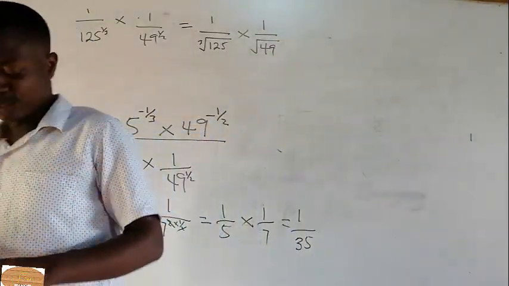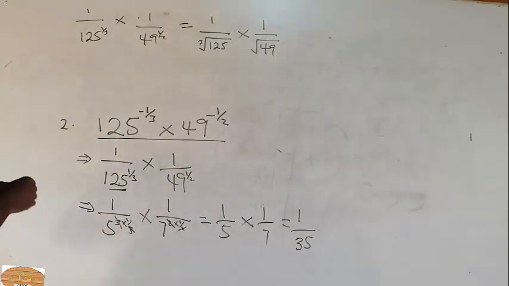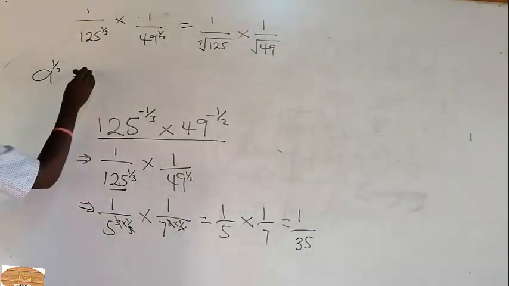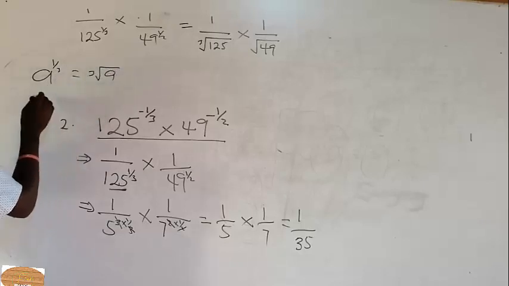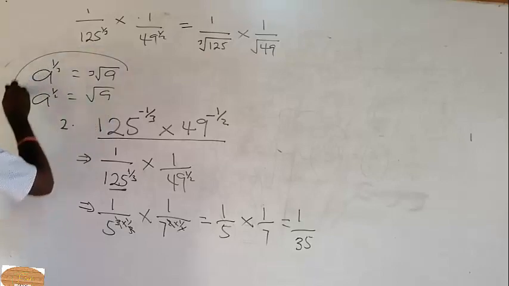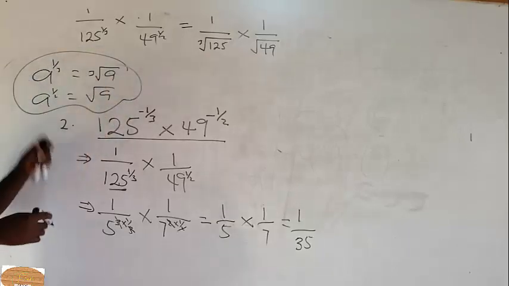Alright. So don't forget that we said in case you are given a to the power 1 over 3, it is the same as cube root of a, and a to the power 1 over 2 is the same as square root of a. We said this in our properties, so don't forget this.